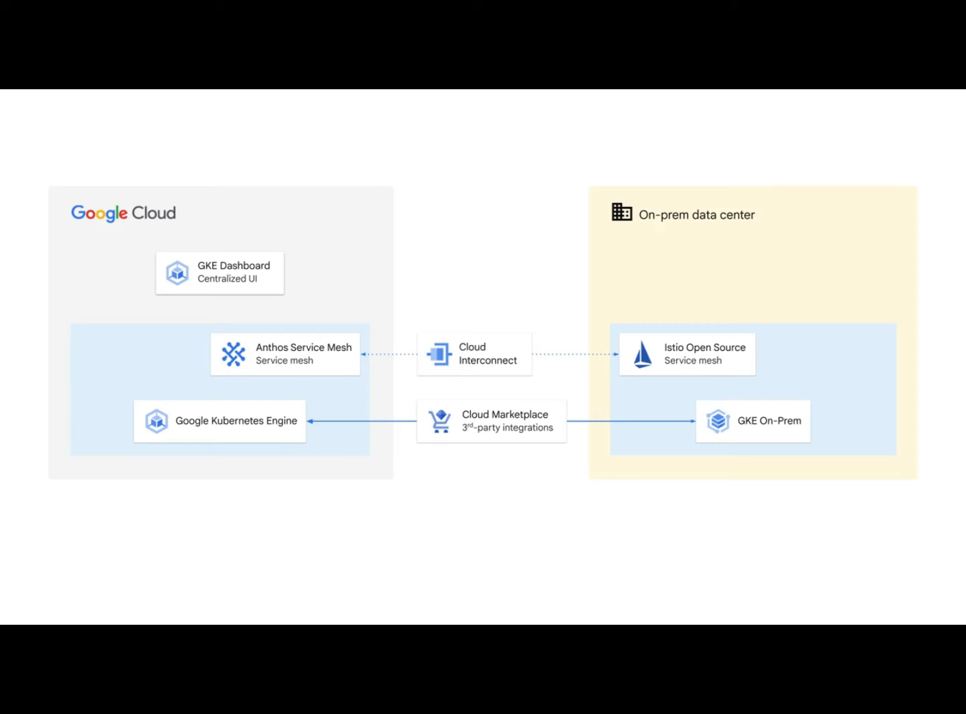Enterprise applications might use hundreds of microservices to handle computing workloads. Keeping track of all these services and monitoring their health can quickly become a challenge. Anthos Service Mesh and Istio Open Source Service Mesh take all of the guesswork out of managing and securing your microservices. These service mesh layers communicate across the hybrid network using Cloud Interconnect to sync and pass their data.